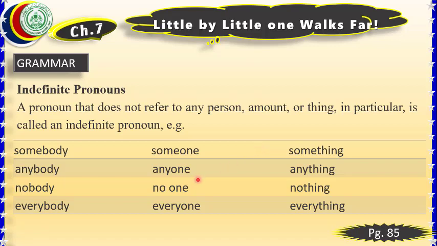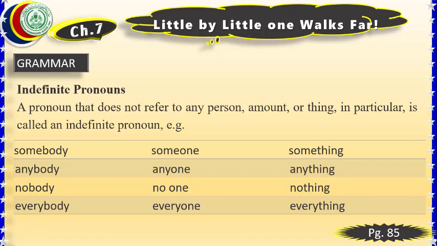That is why these are called indefinite pronouns. They are not definite. They are indefinite. They are not definite because they don't refer us to a particular person or a particular thing. When we say something, does this pronoun refer us to a particular, specific thing? No. That is why they are called indefinite pronouns. Anything, nothing, everything.